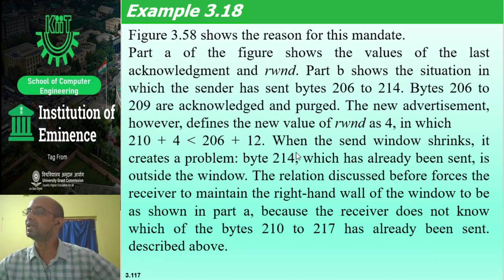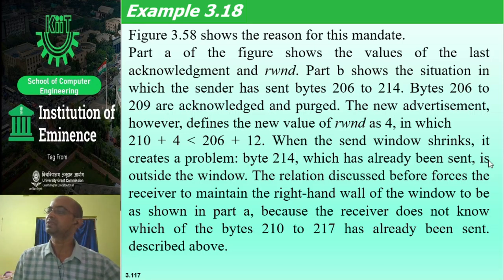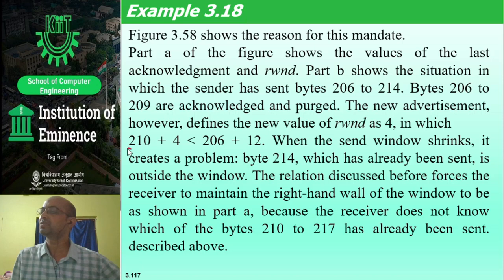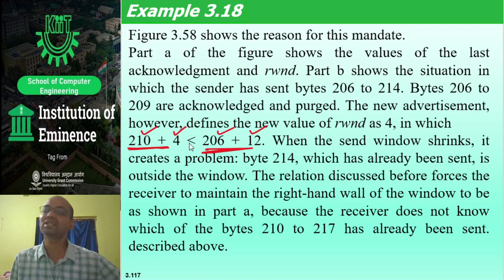Now coming to the example, I have already told that typically... This is a new window size that is called 4, acknowledgement is 210, less than the previous window size 12 and previous acknowledgement 206, and this is the example of shrink, otherwise there is no shrink. Means 210 plus 4 is 214, 206 plus 12 is 218, so this is less, means shrinking will occur. That is the only criteria when shrink can be done.